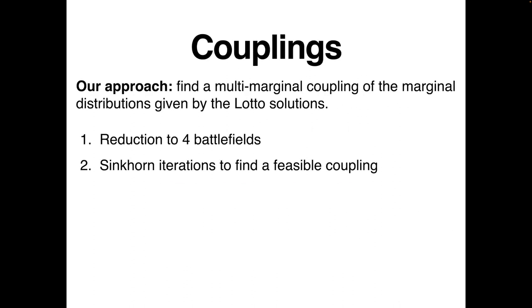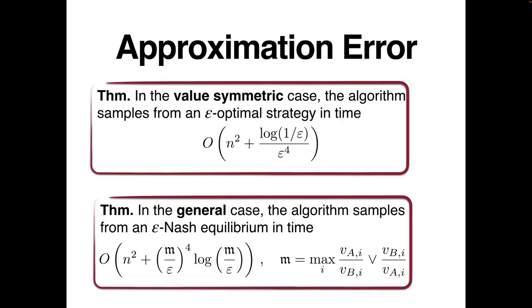Our approach consists in first reducing the problem to 4 battlefields, because coupling between n battlefields is exponential in n in size, and that's not desirable for us. We want polynomial time algorithms. And then we apply single iterations to find a feasible coupling. This translates into nice time complexity to find epsilon optimal strategies when they exist, or epsilon Nash equilibria.